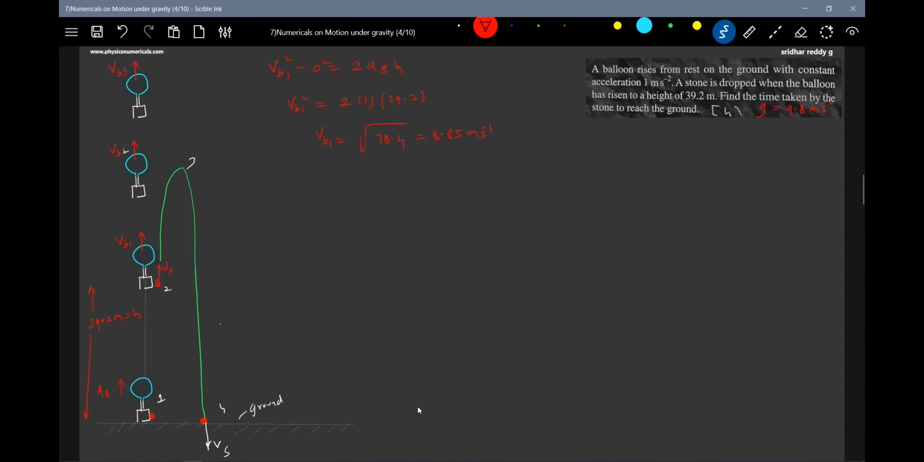Okay, now what actually happens when the stone is released? The stone will have the velocity of the balloon due to inertia of motion. It will not be at rest, the stone. So what is this? Path of a stone. Due to inertia of motion, the stone will have the velocity of the balloon. So what is the reason we can give?